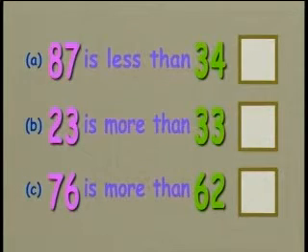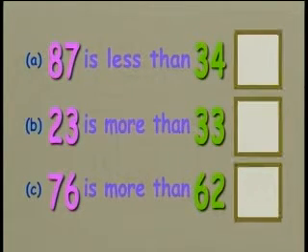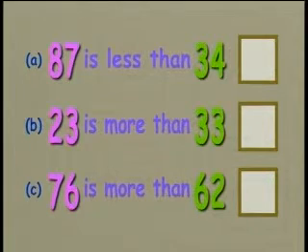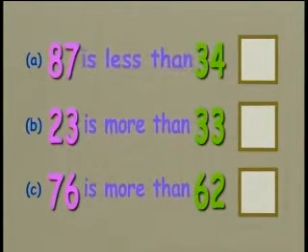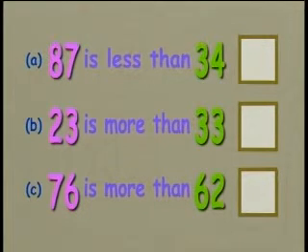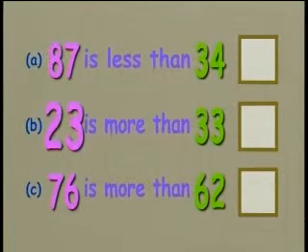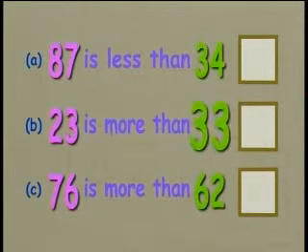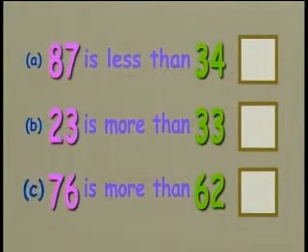Tick right or wrong in the boxes for the following. A. 87 is less than 34. B. 23 is more than 33. C. 76 is more than 62.